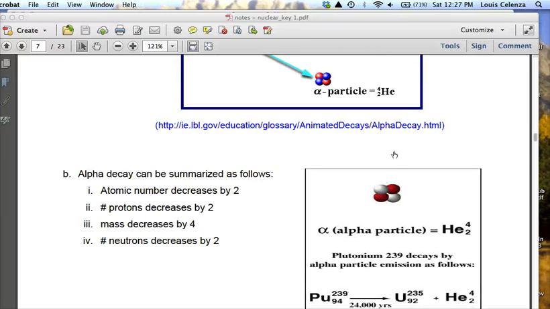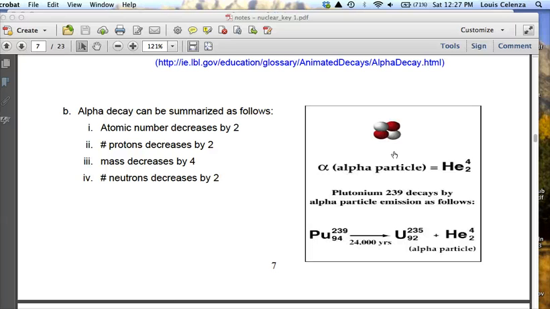Let's take a look at a summary of what happens during an alpha decay. And here's an example of that alpha decay that was above. Here's our parent nuclei, has a mass of 239, atomic number of 94. It decays into two things. It gives off a helium nucleus or an alpha particle, and changes into uranium. Notice that it says 24,000 years here. That's something called the half-life, and we'll talk about that later on.